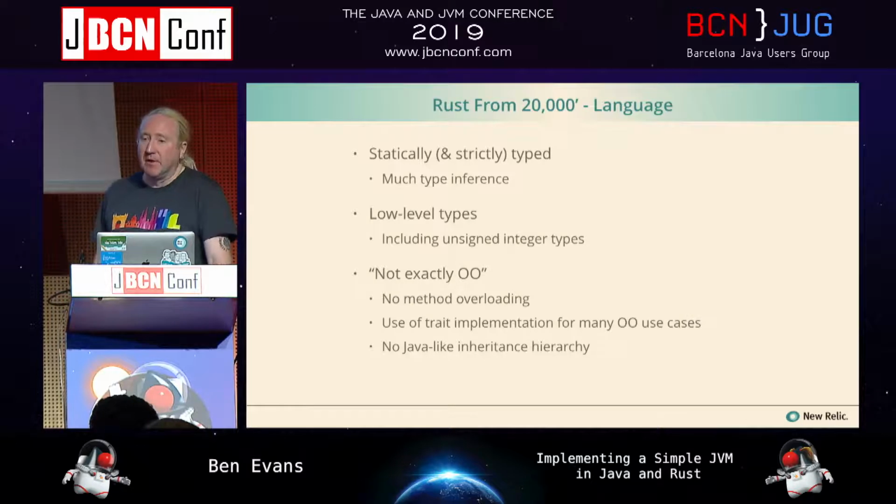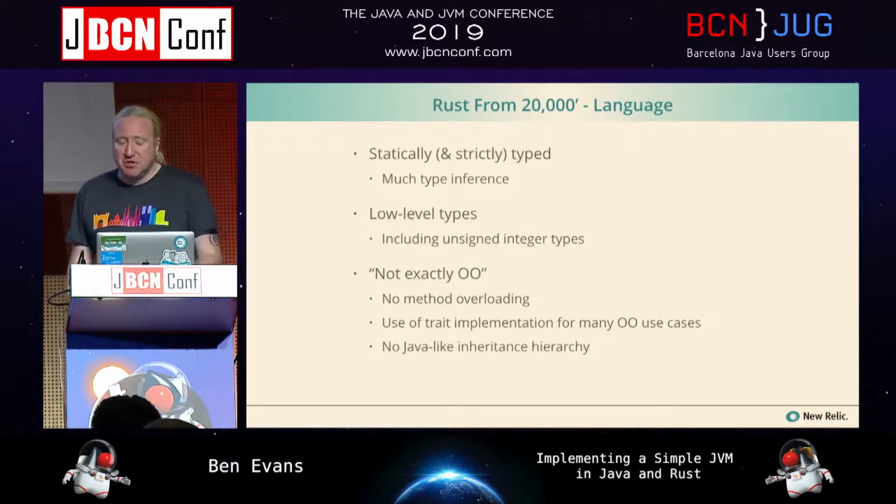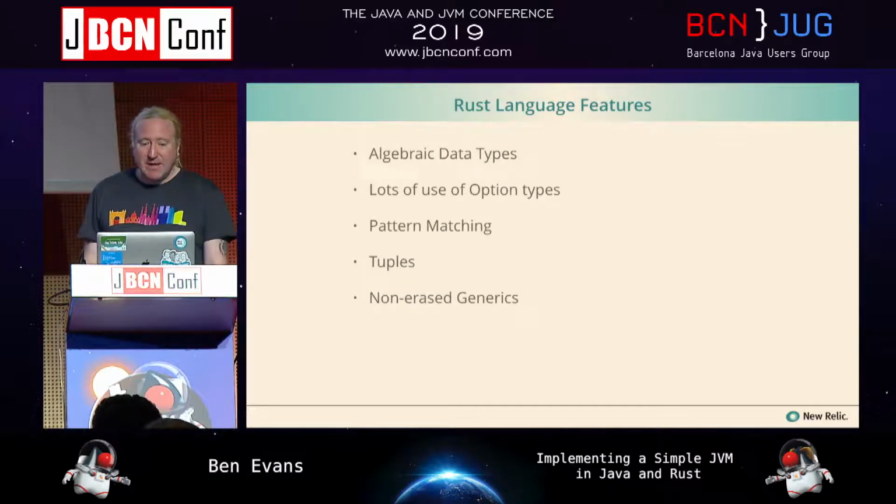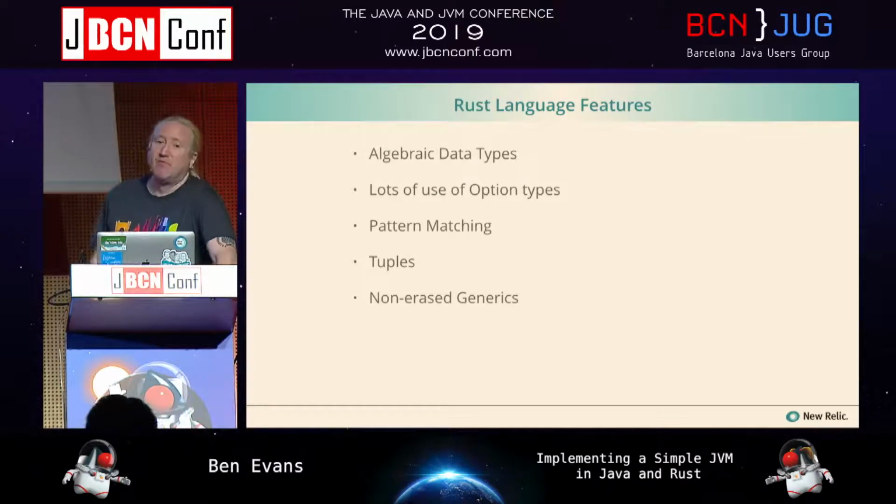It doesn't have method overloading, for one thing, and there is trait implementation, but there's not really an inheritance hierarchy in the same way. In the code that follows, I have not written many or indeed any traits. As Brian was talking about earlier on, it has algebraic data types, so it has sum and option types. That turns out to be really, really useful for one of the things that we want to do.